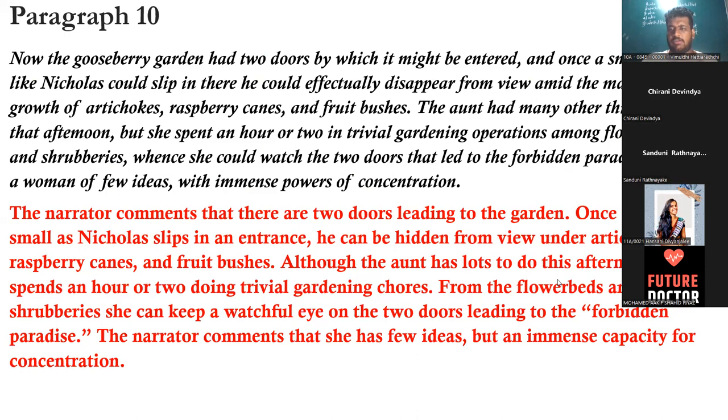Now I will come to that part. Nicholas is actually excluded. The second incident, the second punishment actually given by the aunt is that, okay. Right. Now you proved in front of these children the fact that I am not a really good adult. I will again punish you.